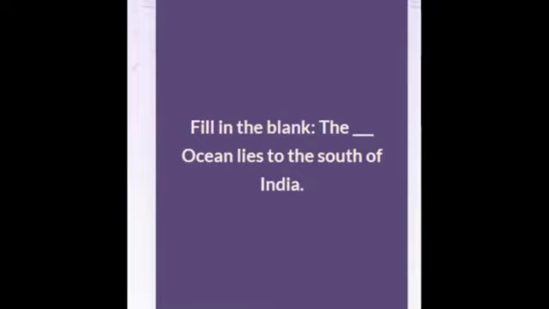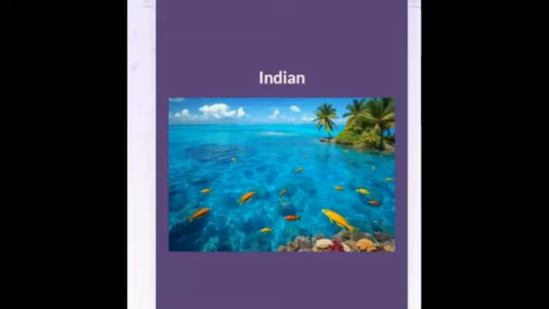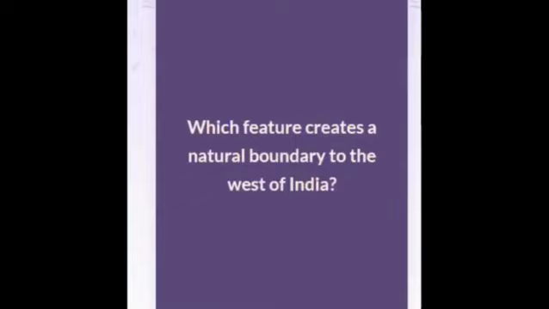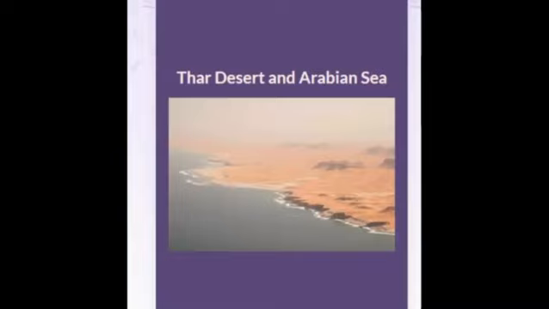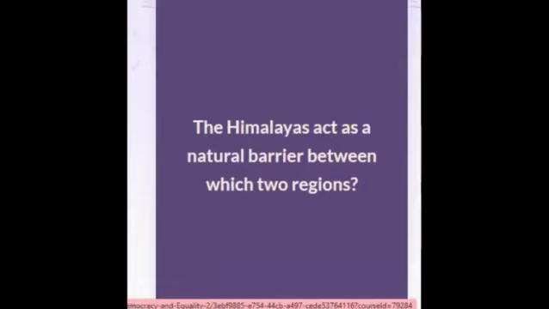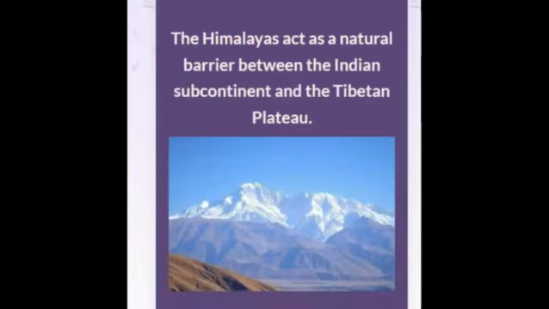The Indian Ocean lies to the south of India. Yes, so beautiful. Which feature creates a natural boundary to the west of India? The desert and the Arabian Sea. See how beautiful. Now we have the question, how do the Himalayas act as a natural barrier between these two regions? The Himalayas act as a natural barrier between the Indian subcontinent and the Tibetan plateau.